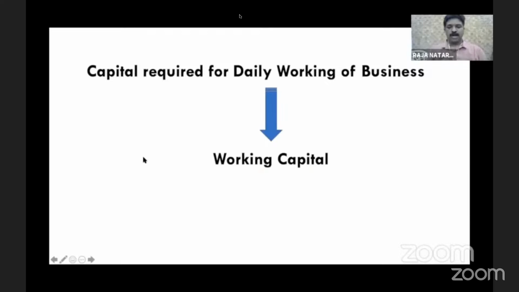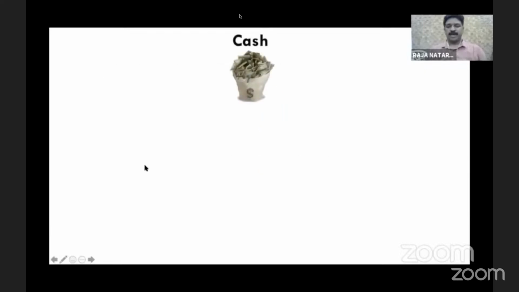Okay. So I'm going to arrange some cash. Somehow I arranged some cash. Now what I'm going to do with this cash, I'm going to purchase raw material. But when I move on to purchase raw material, a question arises. How much raw material I should purchase? Should I purchase raw material just for today's production? Should I purchase raw material for next 5 days, 15 days, 20 days, 30 days?